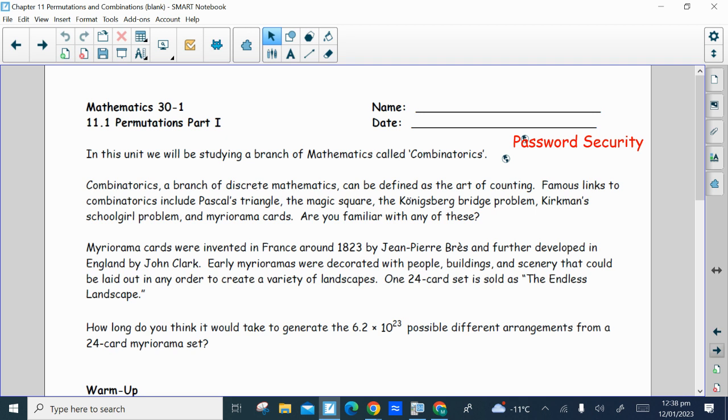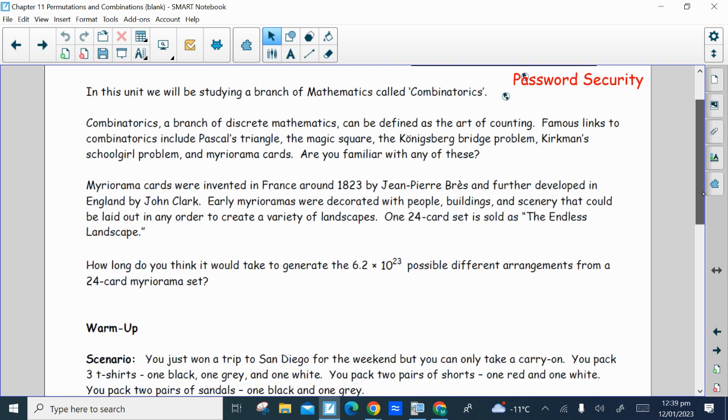All right, so again, this is a branch of mathematics actually called combinatorics, and that includes permutations and combinations. It's a branch of discrete mathematics that can be defined as the art of counting. Famous links to combinatorics include Pascal's triangle, which we will talk about, the magic square, the Koenigsberg bridge problem, Kirkman's schoolgirl problem, and the Miriorama cards. So you may have heard of some of these, maybe you didn't, but they're all based on combinatorics.